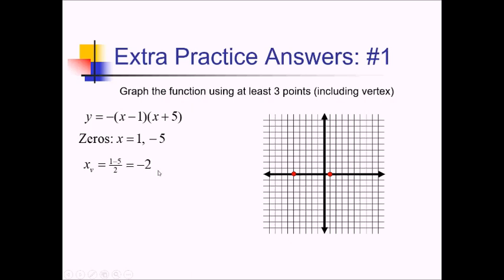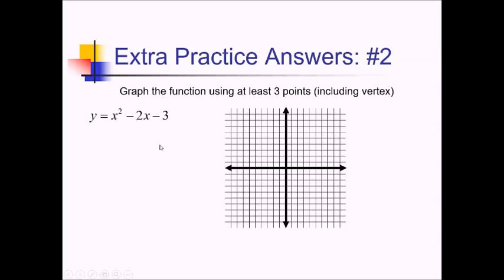And to get the y value, we just plug that back into the original parabola formula. So we have negative, parentheses, -2 minus 1, -2 plus 5. So we've got -3, that's +3. +3 times another 3 gives us 9. So then we have a vertex of -2, 9. And that is going to be, let's see, all the way up here. And then just draw the parabola through your 3 points.